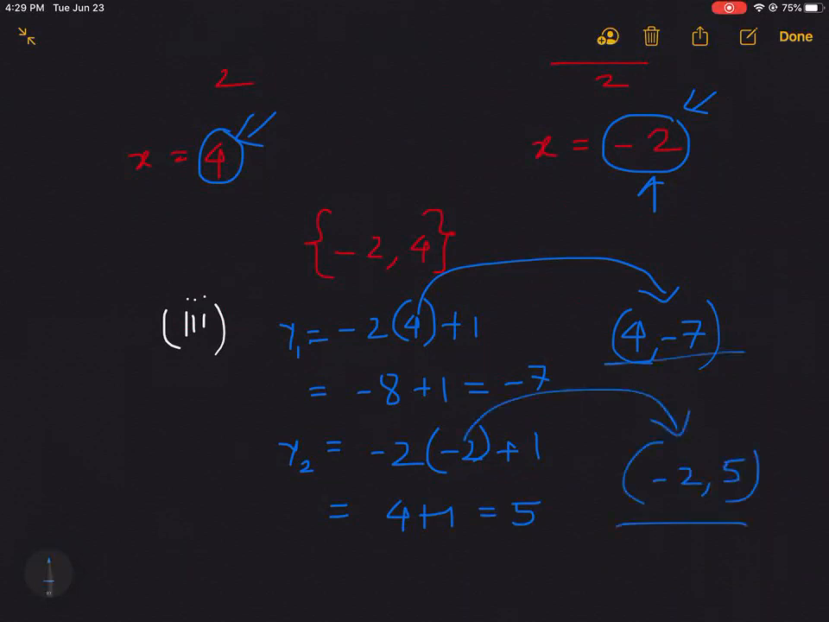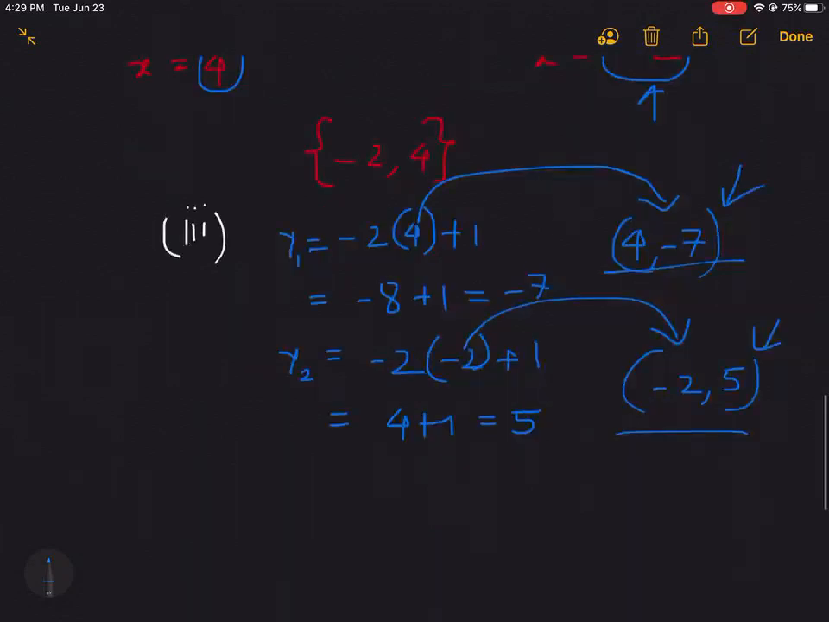So this is your answer. These are not intervals, by the way. These are sets of points, ordered pairs, okay? X coordinate and y coordinate. So this will be your answer. Any question from this? Okay, no question. Number 4.